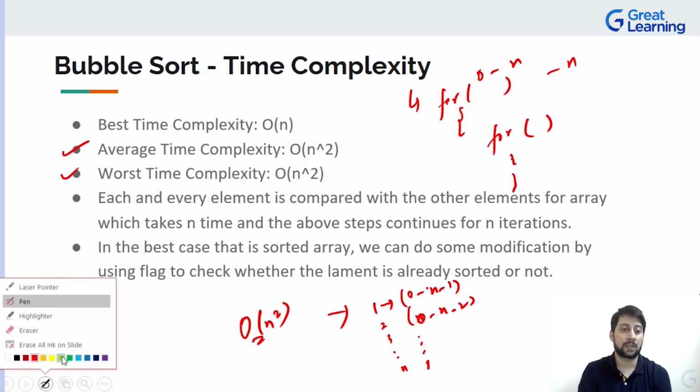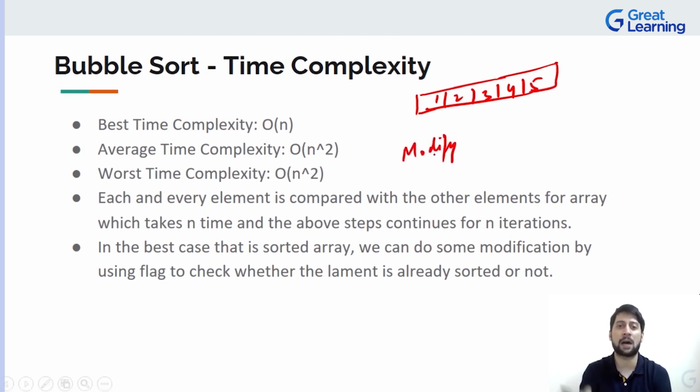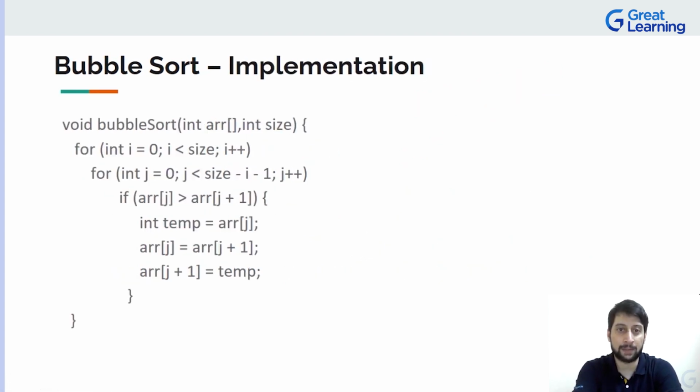But now you might argue, right? If our array is sorted, that means 1, 2, 3, 4, 5, and now we are going to compare all the elements with the rest of the elements, right? But in this case, if we modify our implementation by using a simple flag variable, I will go back to the implementation. Now, what I'm going to do here, I'm going to initialize a flag variable and I'm going to initialize it with 0.